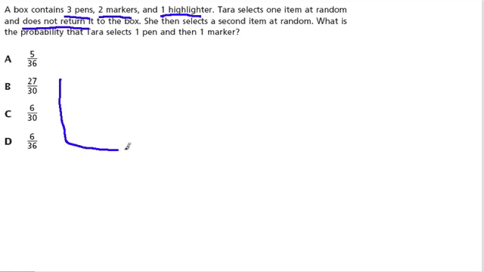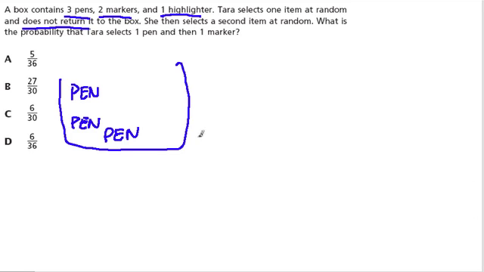So if we have this box right here and there's 3 pens, right, a pen and another pen, and then another one over here, 2 markers. Could have probably just written an M, but that's okay. Marker, marker, and then 1 highlighter. You reach in and you take one of these out from the bin.